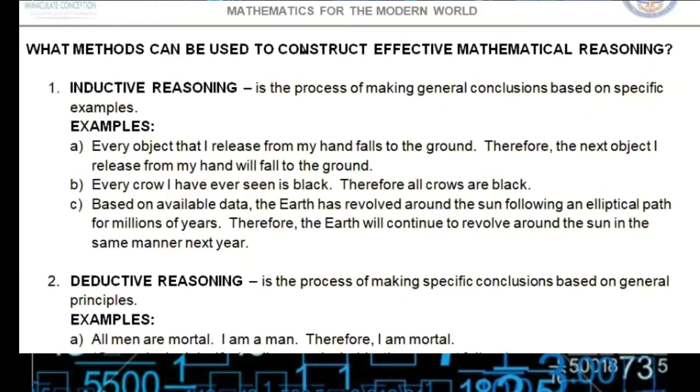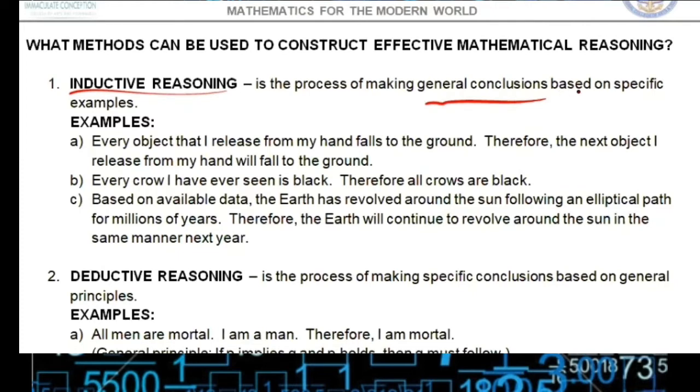What methods can be used to construct effective mathematical reasoning? Number 1, inductive reasoning. It is the process of making general conclusions based on specific examples. So, ano mauuna dito? Siyempre, mauuna mo na yung specific example bago ka mag-general conclusion. Okay? That's why when we say inductive, specific to general. Examples, letter A. Every object that I release from my hand falls to the ground. Therefore, the next object I release from my hand will fall to the ground.